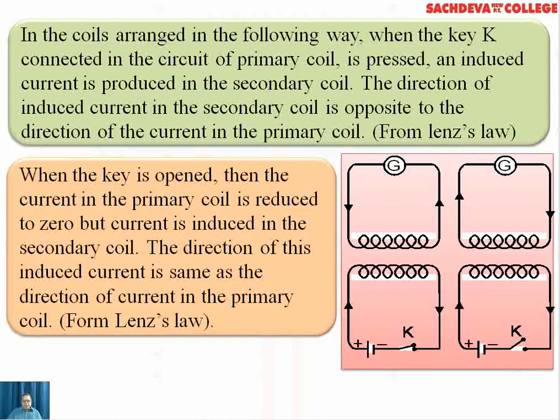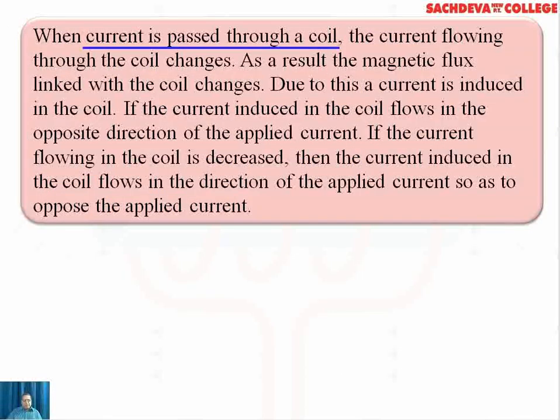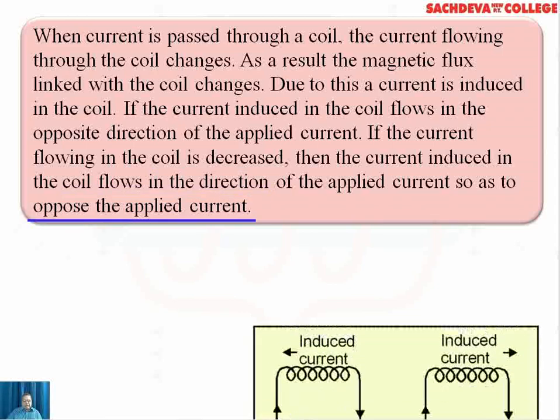So this is again shown in the figure. When current is passed through a coil, the current flowing through the coil changes. Whenever we press the key, the current will flow, and whenever we stop pressing, the circuit will become open. As a result, the magnetic flux linked with the coil changes. Due to this, current is induced in the coil, and it flows in the opposite direction of the applied current. If the current flowing in the coil is decreased, then the current induced in the coil flows in the direction of the applied current so as to oppose the change.